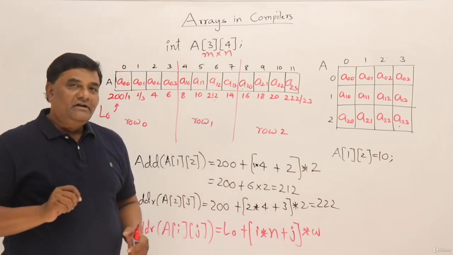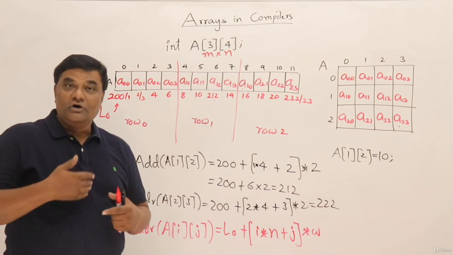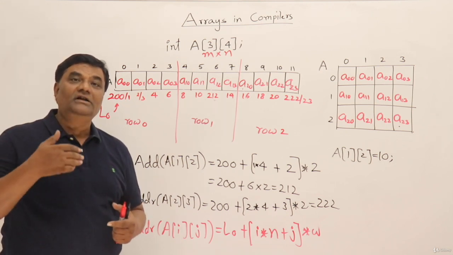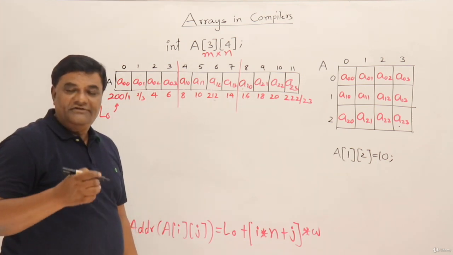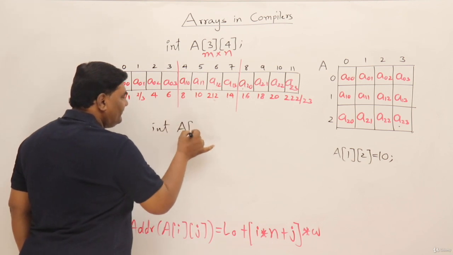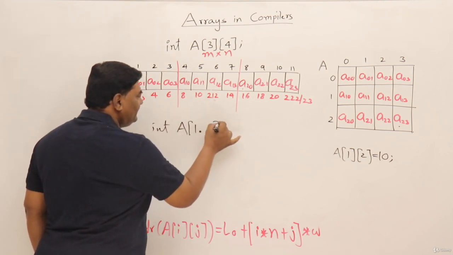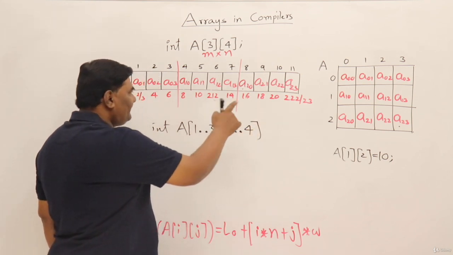Now one more thing. See, if a language is allowing indices starting from 1 onwards, then how does the formula look like? So I'll just remove this and show you here. If a language is allowing indices from A of 1 to 3 and 1 to 4, I will not work out everything.